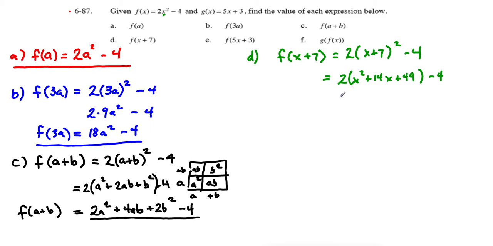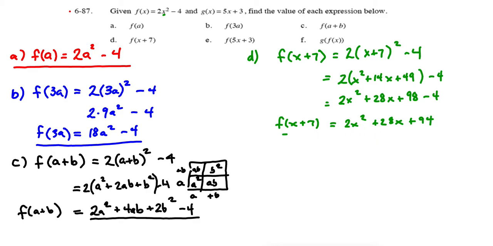Distribute your 2 through. You've got 2x squared. 2 times 14 would be 28x. 2 times 49 is going to be 98. And then we're going to subtract 4, giving us our final answer. Our function of x plus 7 will equal 2x squared plus 28x plus 94. Okay, good look at it there.